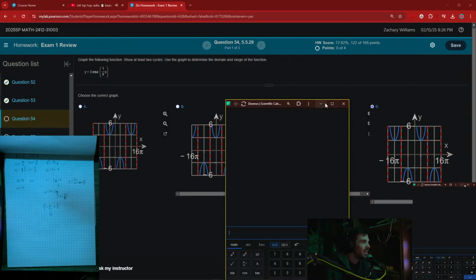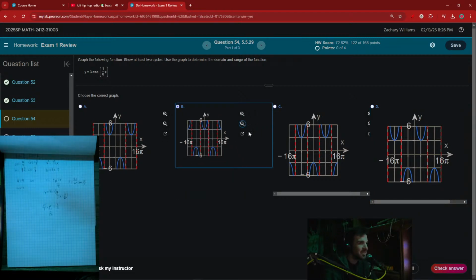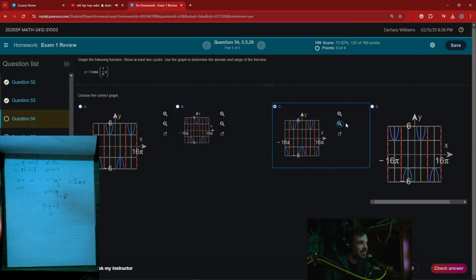Okay, this one has an asymptote there, they just didn't draw it. So that's pretty nice of them. And so does this one. They're just like, we don't need to draw those asymptotes. You'll figure it out. So it's A or D.